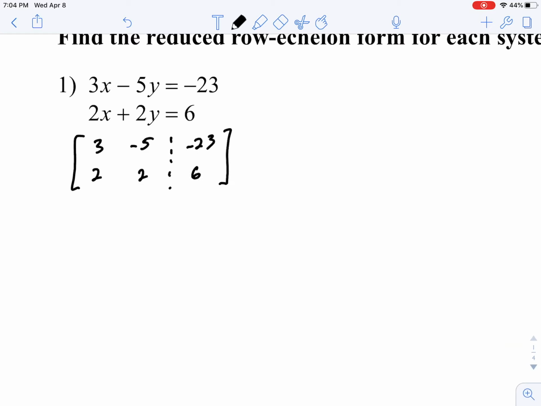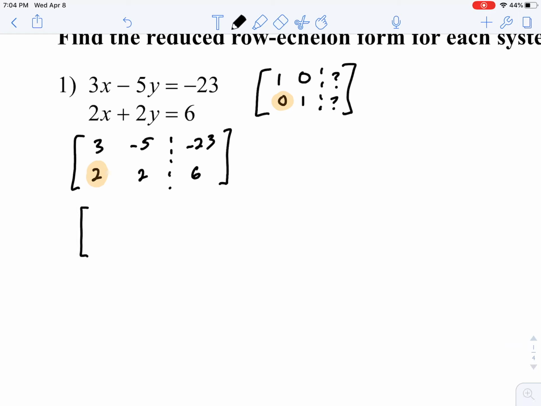So number 1, here's the augmented matrix. And remember, our ultimate goal is to get a 1, 0, 0, 1. And then whatever happens on this other side of the equal sign, that's our answer. So let's focus on the 0 here. As a general strategy, you get the zeros below the diagonal first. So how can I get a 0 there?